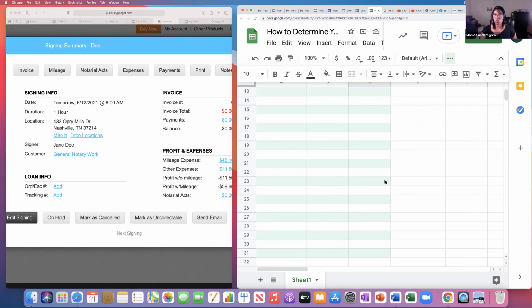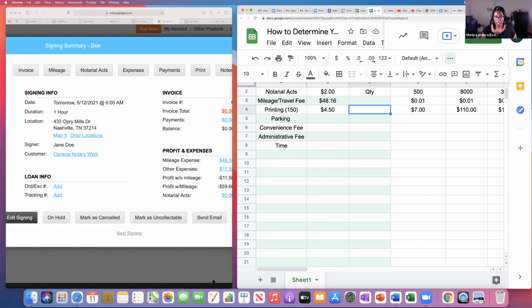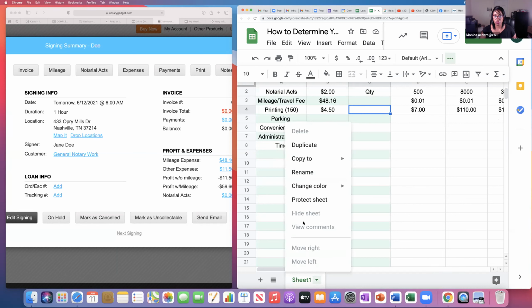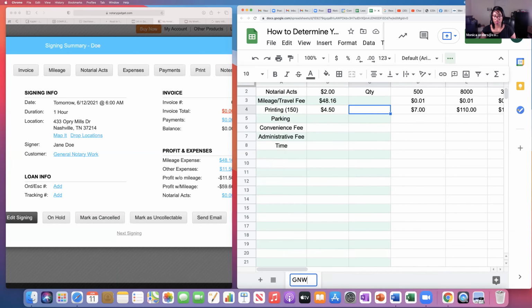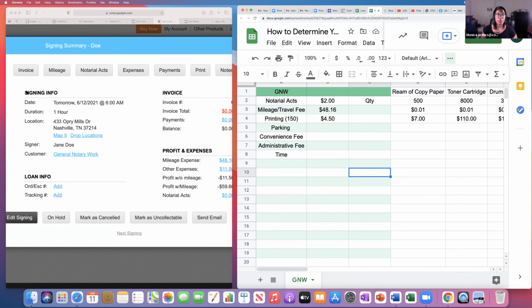So what we'll do is, this will be our general notary work. And then once we flesh this out, we will duplicate this sheet and call it loan signing calculator. It'll be all here in the same spreadsheet, but you'll be able to come over here. Now, you do bring up a good point. I'm not typically going to be printing 150 pages for a loan signing, right? Correct. Okay. Am I going to change that though?